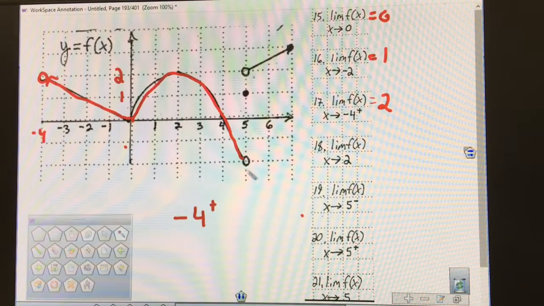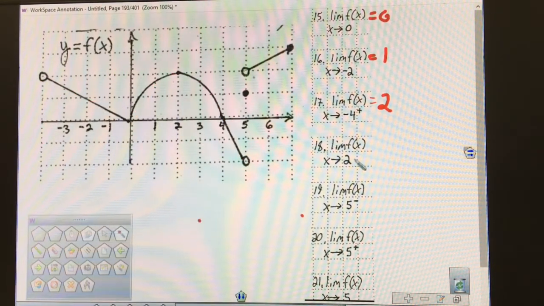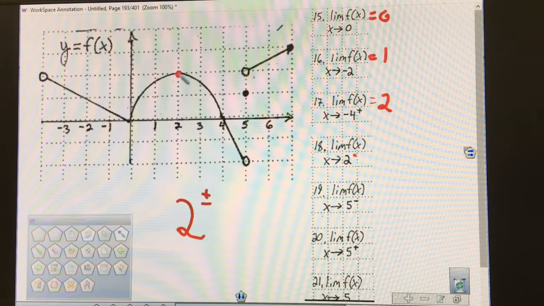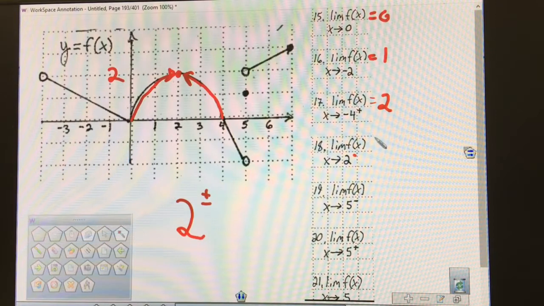Now, it says approaching 2, but it says from both sides. Notice it doesn't have any symbol up there, so that's going to be approaching 2 from the right and left. So there's 2, and I'm approaching it from the left and from the right, and it's going to squeeze that spot right there, which is again at 2.